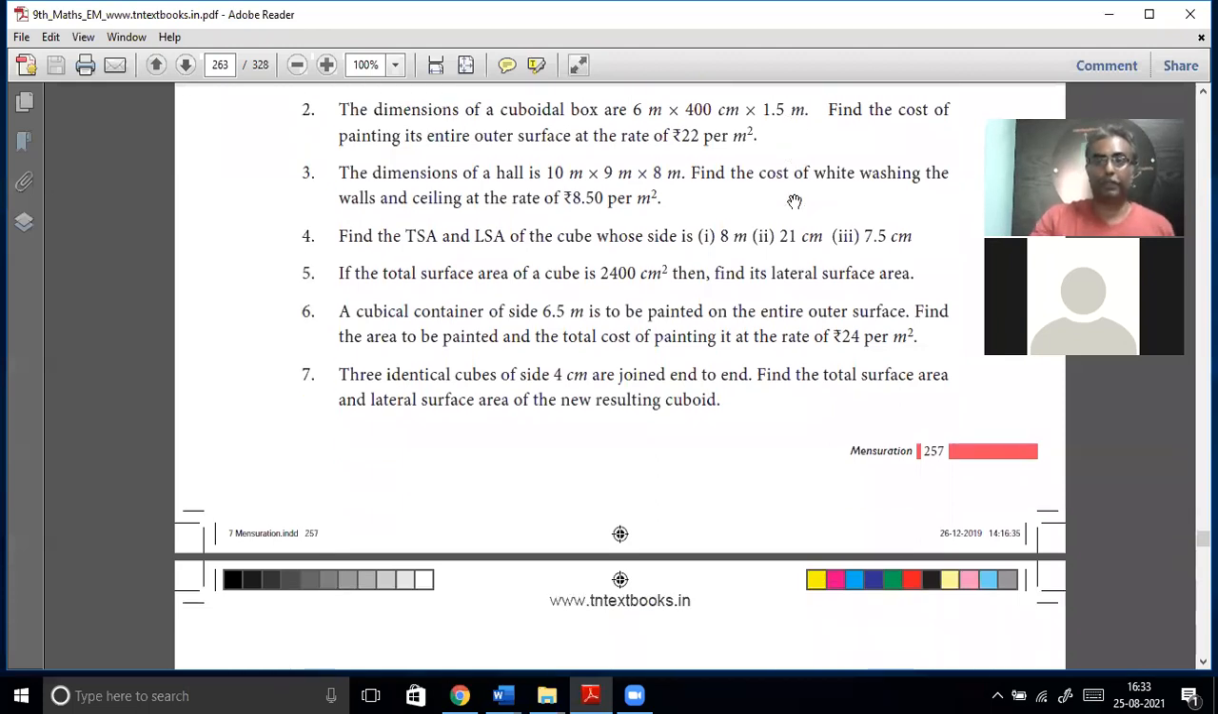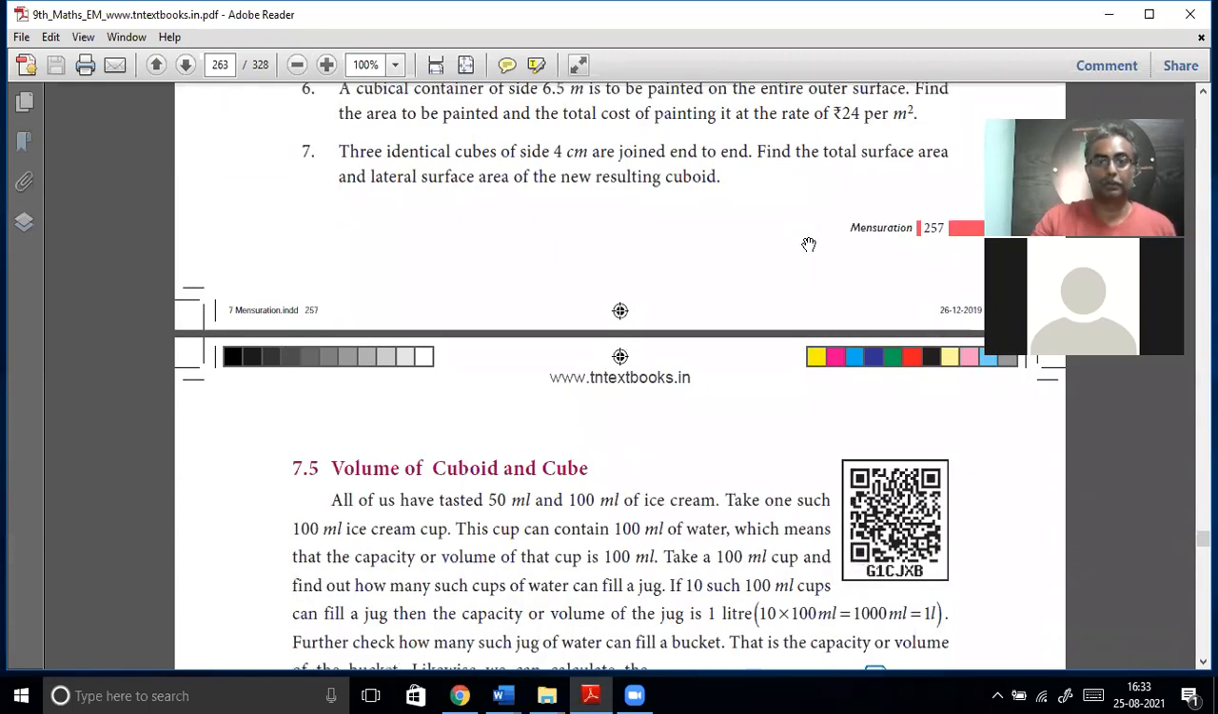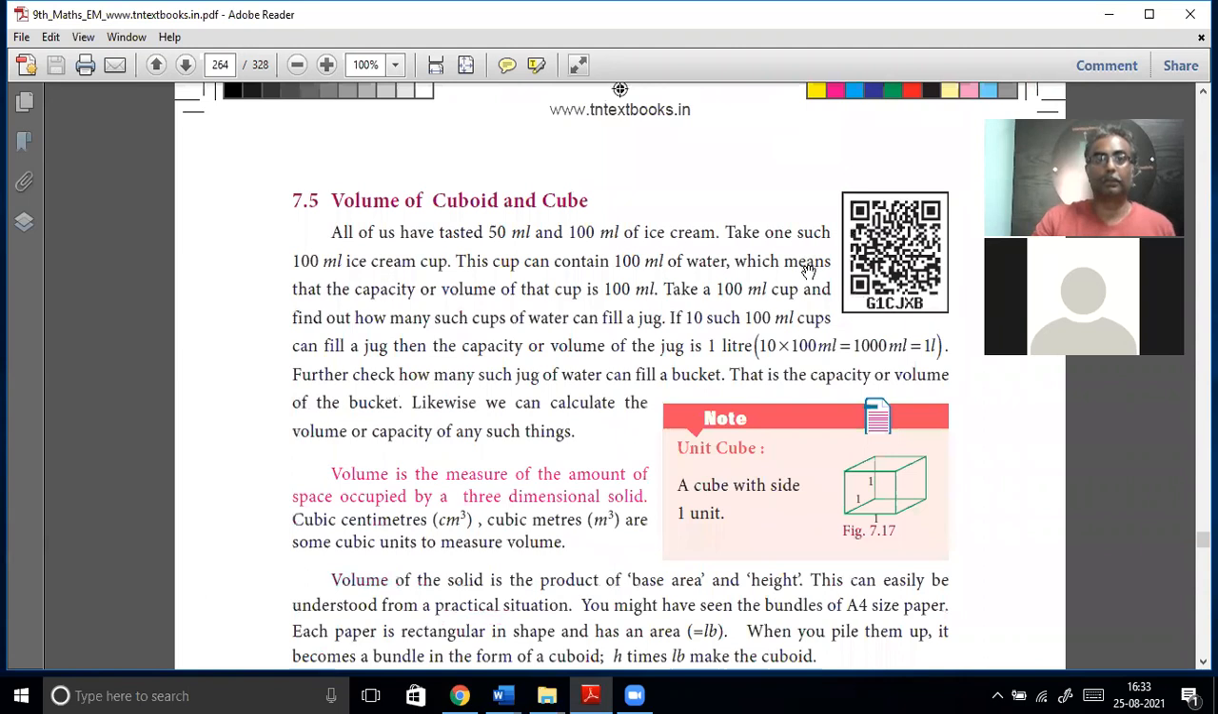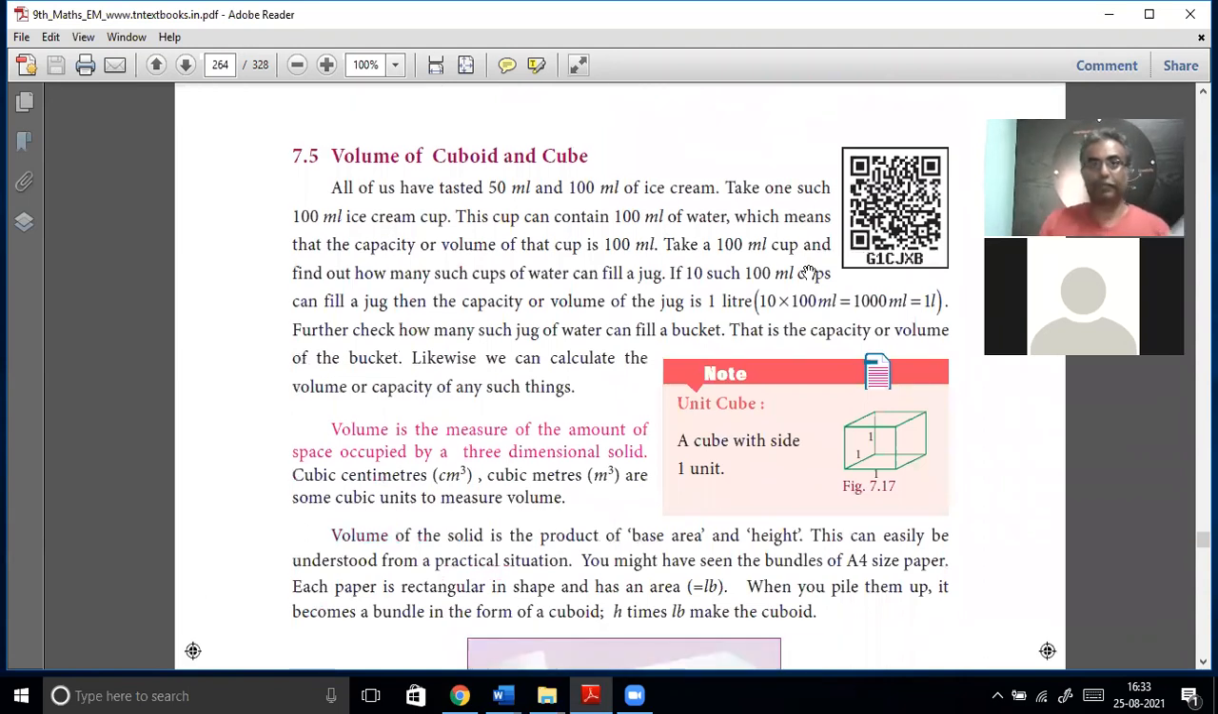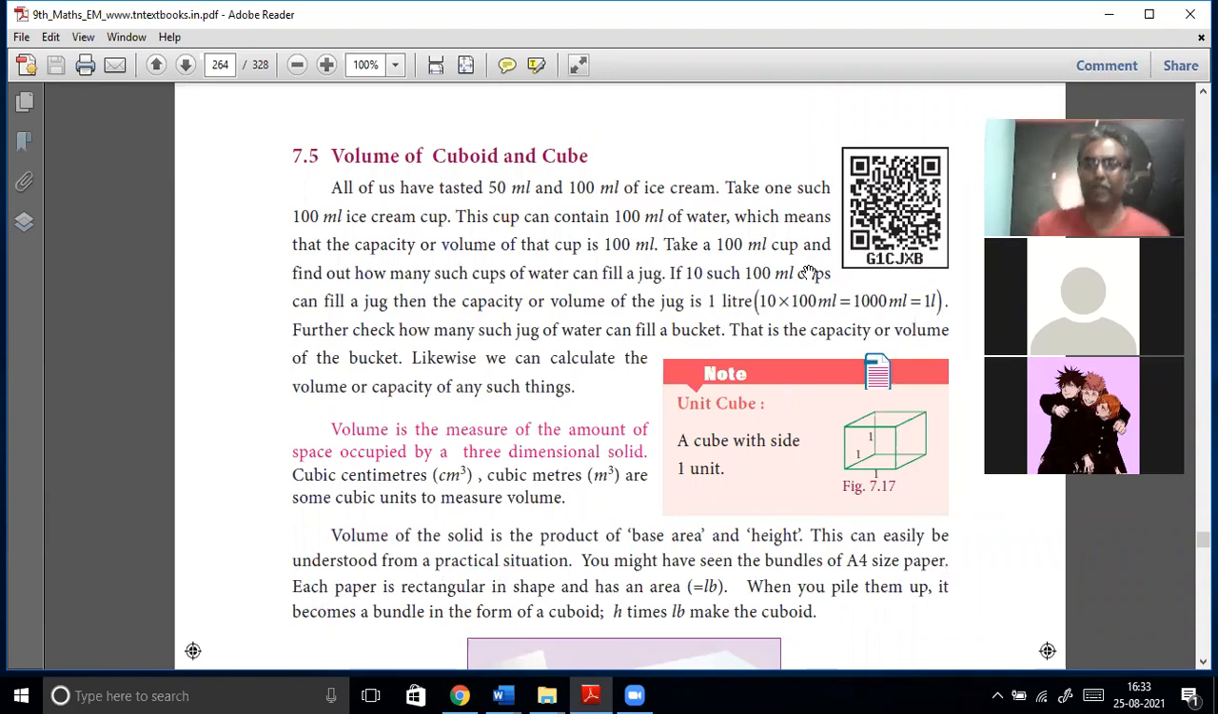Exercise 7.2 we have finished. Good. Let's move on to cuboid and cube. That's also very easy and very enjoyable. I hope you're enjoying these classes. Unless you enjoy now, you will not enjoy in 10th standard.